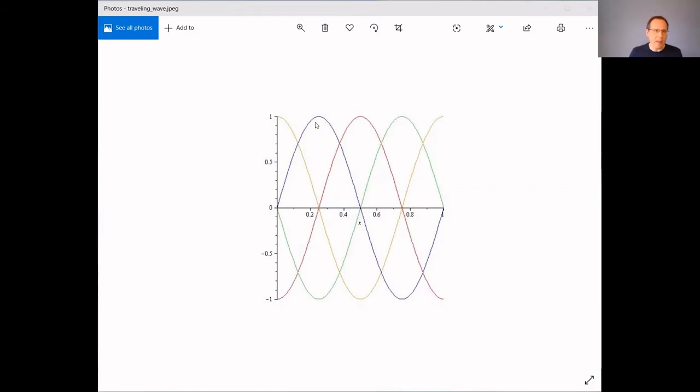So what's happening is this wave is moving to the right, right? It's propagating to the right. If you look at the peak here, you can see it's moving to the right, the blue, the red, the green, then the yellow. Let me show you actually an animation of this.